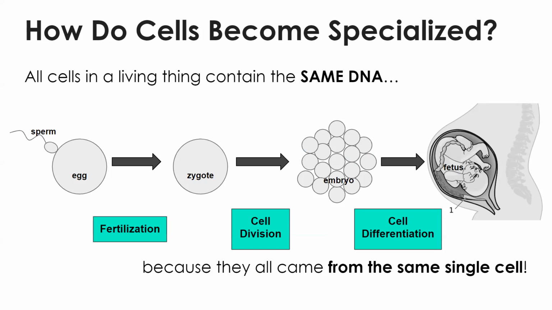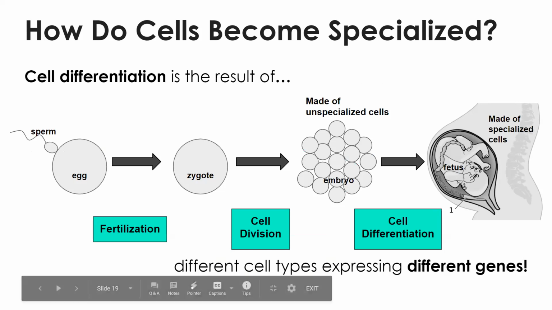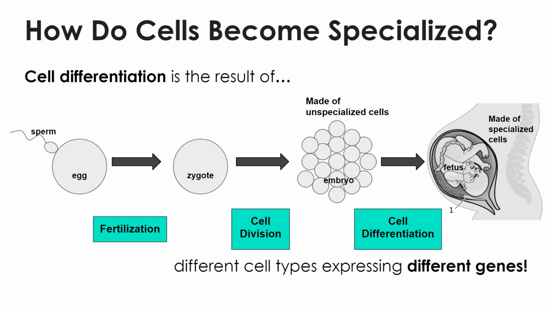So the whole reason they become specialized and have all the same DNA is because we came from one single cell. That one single cell, that zygote, had all the instructions we needed for everything we are today. So cell differentiation is a result of taking those multiple cells that were unspecialized and didn't have a job, and giving them jobs. And we do that by expressing different genes. So let's talk about it. What are genes? What do you mean expressing different genes?